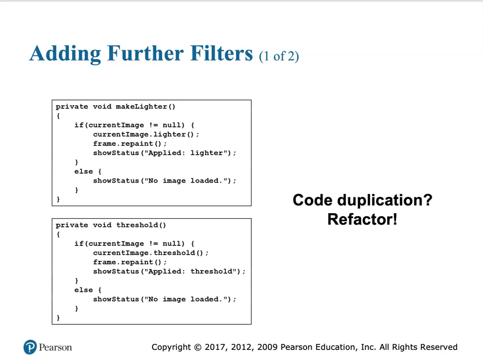So, for example, make lighter, that initial make lighter option looks a lot like the threshold option. If we have an image, tell the image to make itself lighter. If we have an image, tell the image to apply threshold, and then repaint the frame and show the status that we applied the filter. And if we don't have an image, then just say that there's no image. We can't apply a filter to a non-existent image.